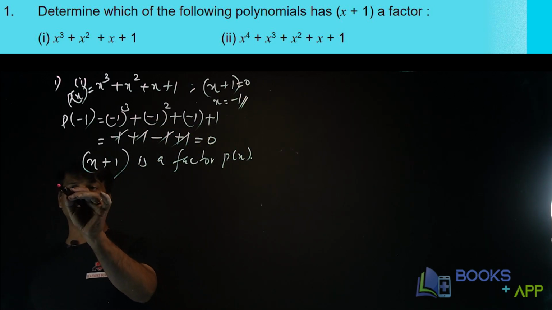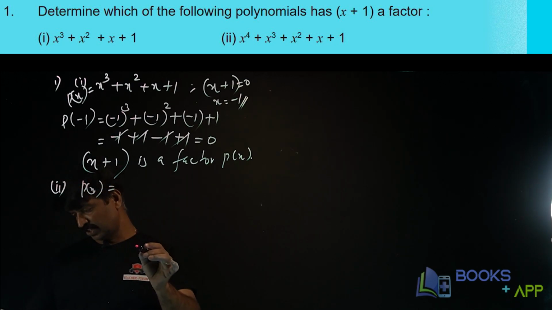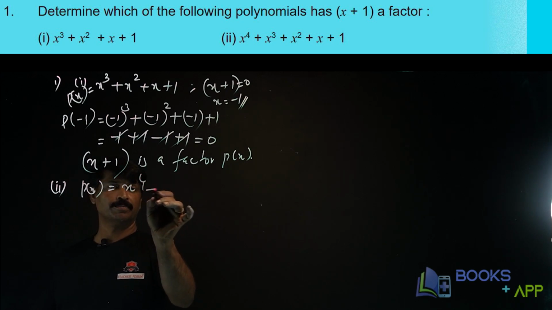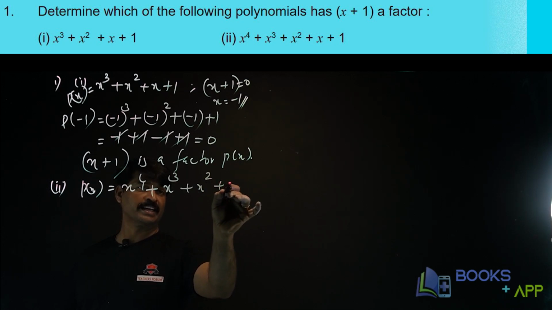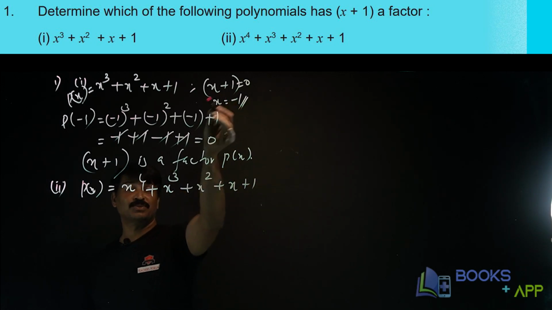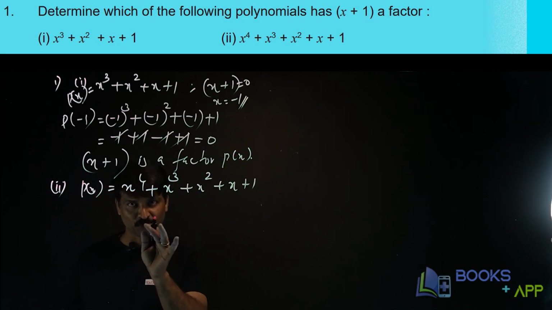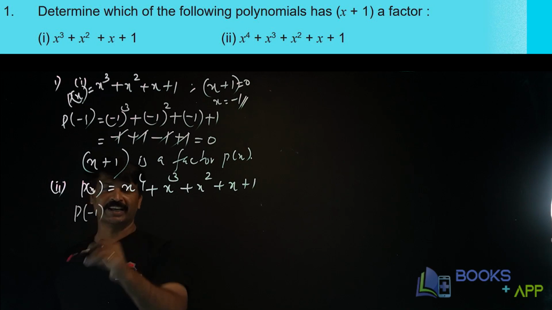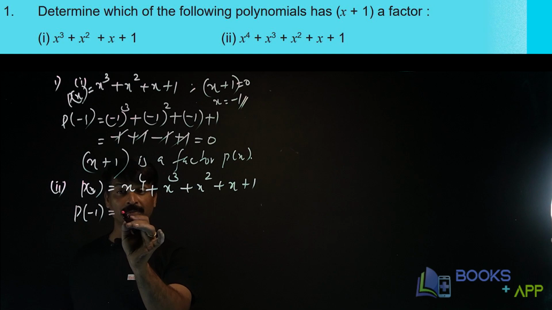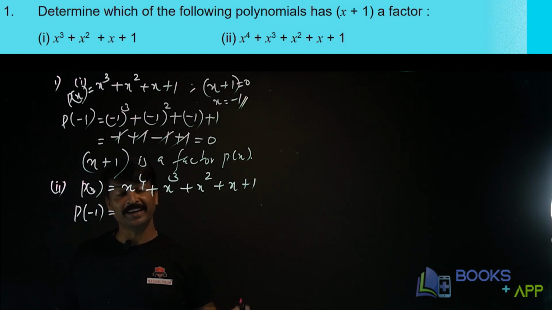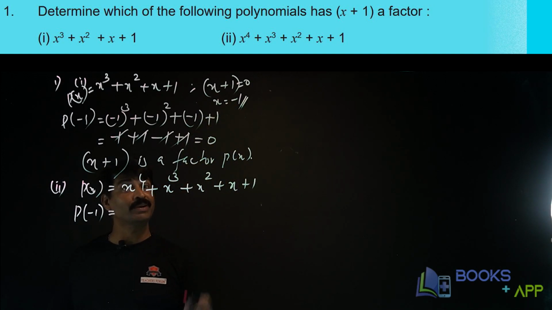Now let us solve the second one. The given polynomial is p of x equal to x raised to 4 plus x raised to 3 plus x square plus x plus 1. You have to check whether x plus 1 is a factor. To check that, what do you have to find out? You have to find the remainder. So the remainder will be p of minus 1, because x plus 1 equal to 0 gives x equal to minus 1. If you substitute minus 1 for x, you will be getting the remainder. If the remainder is 0, it will be a factor of this. Otherwise, it is not a factor.